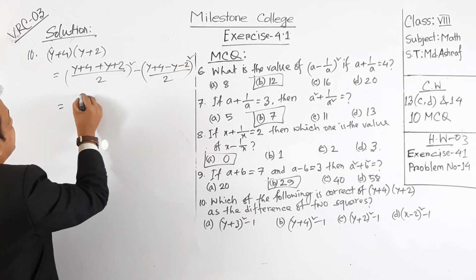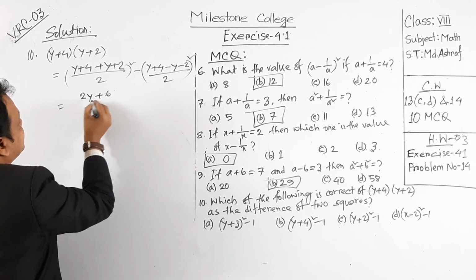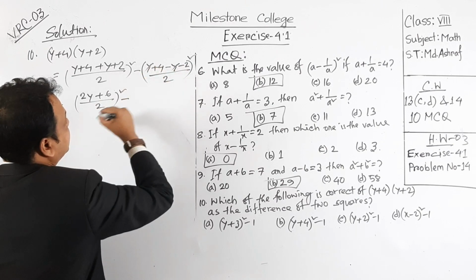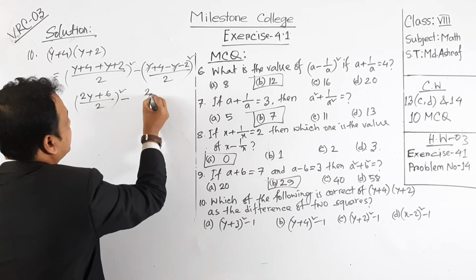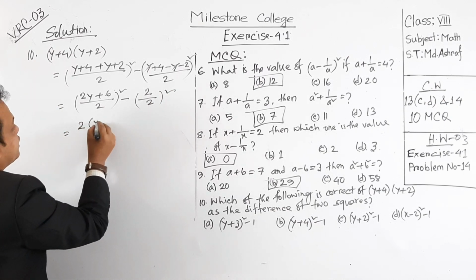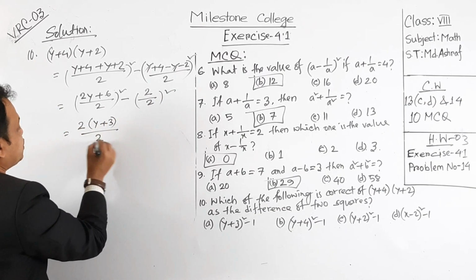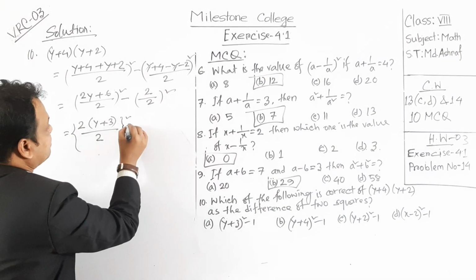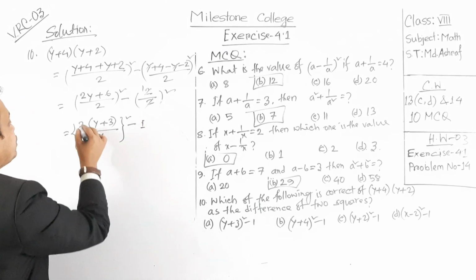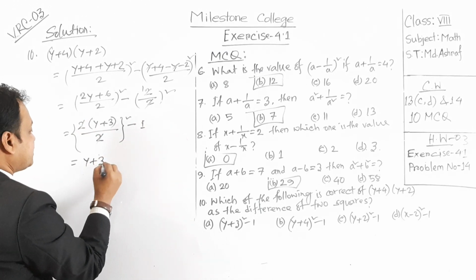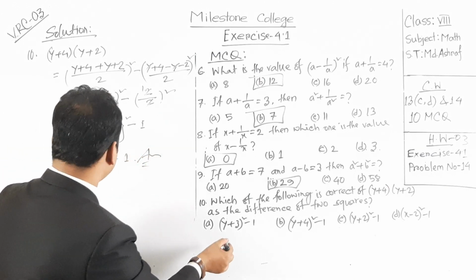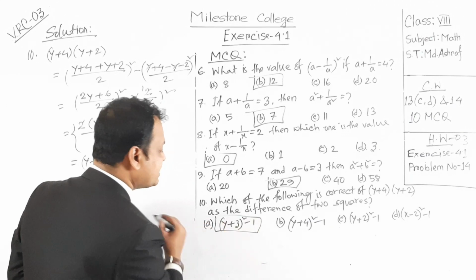Calculate this one. We will get here 2y plus 6 divided by 2 whole square minus y plus y will be eliminated, plus 4 minus 2 will get here plus 2 divided by 2 whole square. Okay, now take common here 2, then we get y plus 3 divided by 2, whole square minus, it will be 1 here, so we get 1 square, that means 1. 2 will be eliminated, we will get y plus 3 whole square minus 1. So this is the answer. So which option we get here? Y plus 3 whole square minus 1. Option A is correct answer.